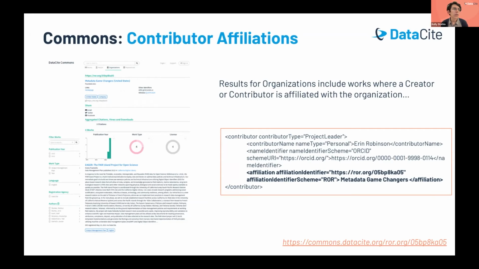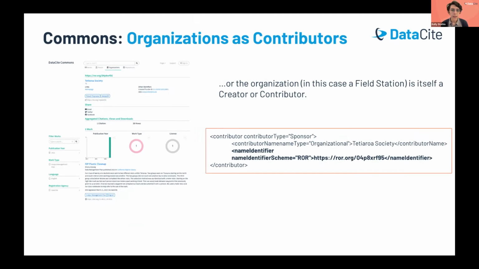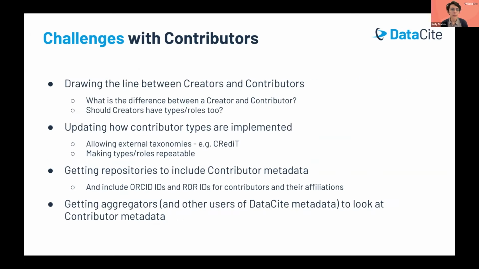In this example, one of the contributors is affiliated with Metadata Game Changers, and the ROR ID for this organization is an affiliation identifier. Commons also includes works where the organization itself is a contributor. In this example, we see that Tatiaroa Society is a contributor to the work with the type sponsor. And the metadata includes the organization's ROR ID as the name identifier, which then enables the work to show up as associated with the organization.